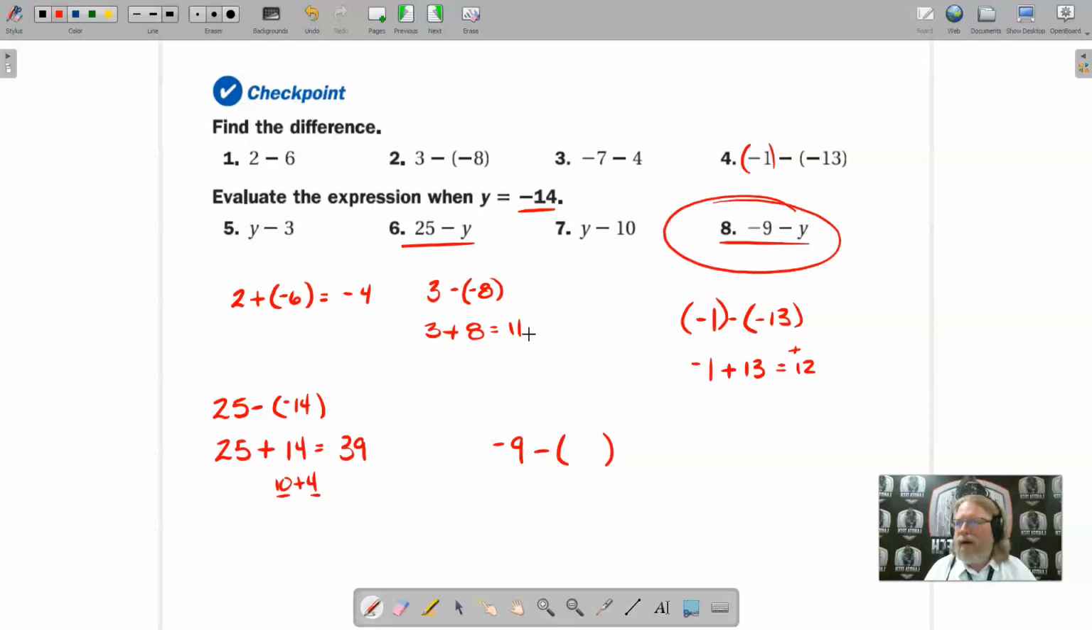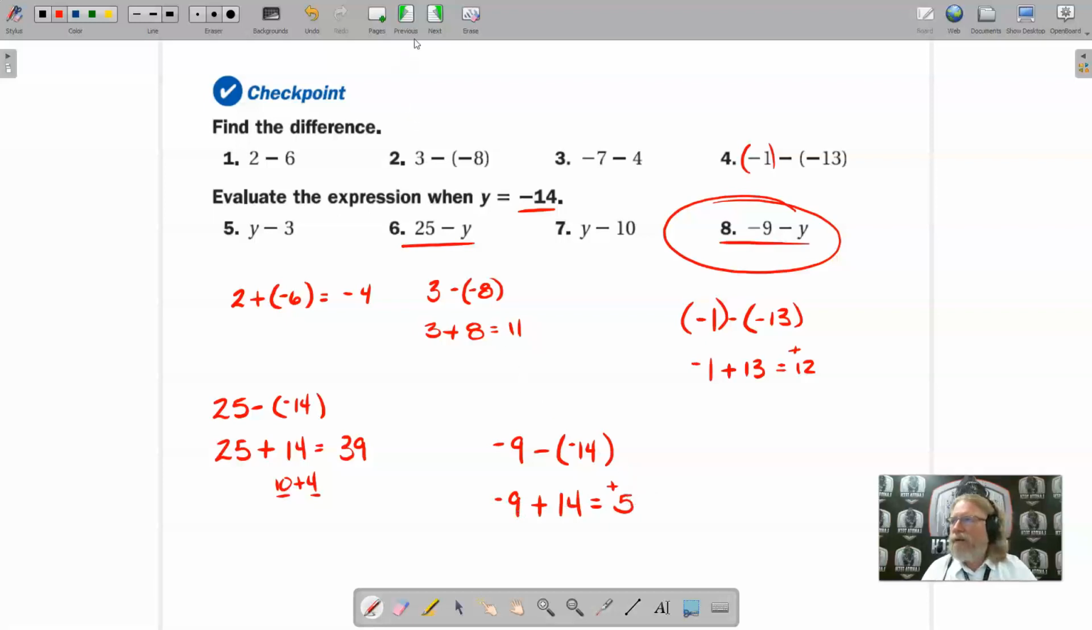Now I'm going to plug in whatever y is. Negative 14, raise that negative sign to keep it separate from subtraction. And then I got negative 9, change the subtraction to addition. Opposite of negative 14 is positive 14. They are different signs. The 9 is negative, and the 14 is positive. So the absolute value of 14 is greater than the absolute value of negative 9. So the answer is going to be positive. And 14 minus 9 is 5.